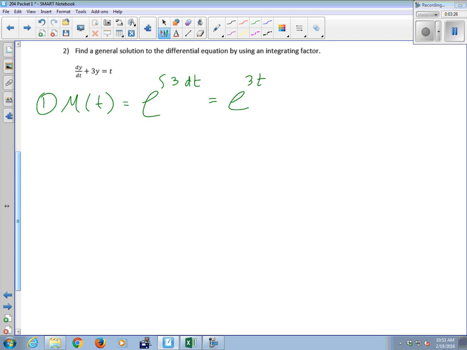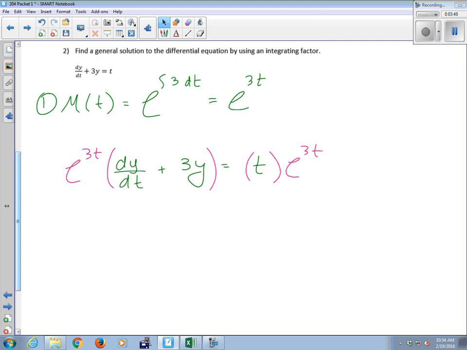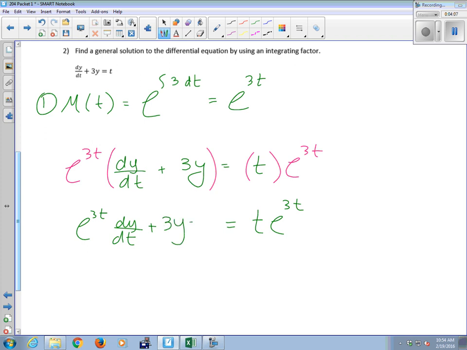So we now have an integrating factor. I'm going to rewrite my differential equation, dy/dt plus 3y equals t, and multiply both sides of the equation by e to the 3t. My right-hand side becomes t e to the 3t. On the left-hand side, I'm going to distribute that e to the 3t. So I have e to the 3t dy/dt plus 3y e to the 3t.